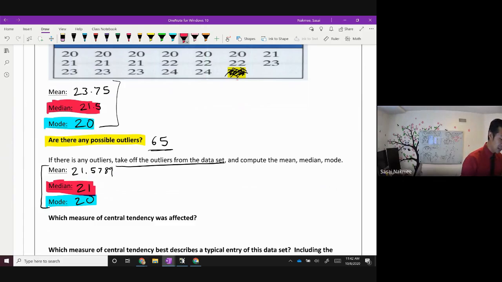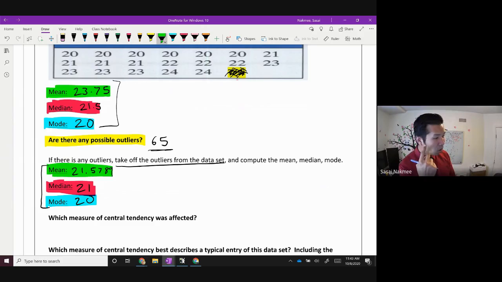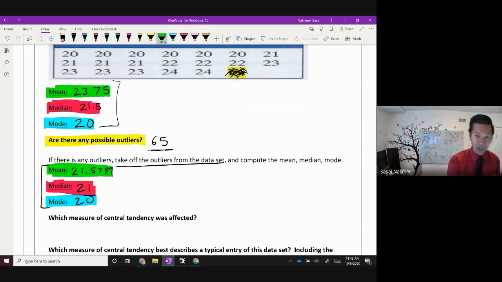But what changed a lot, guys? Hopefully you guys can see it. Look at the mean. The mean changed by 2 whole years. And you might say that's not that big of a deal, but 2 whole years in this case is quite a bit, right? The average before was 23 years old, and the average when you take out the 65 is now 21.